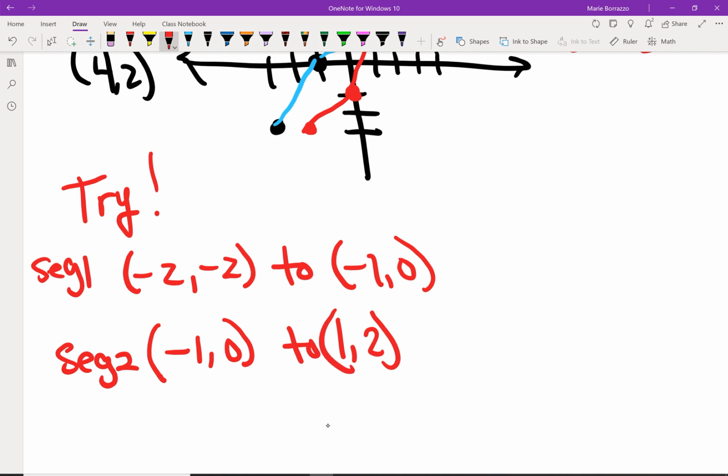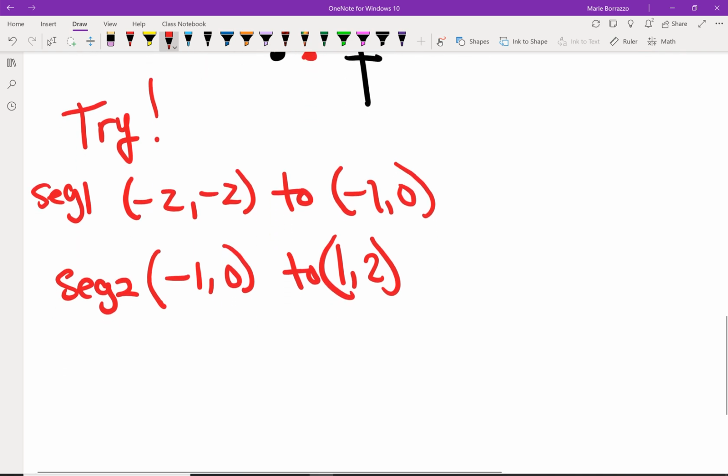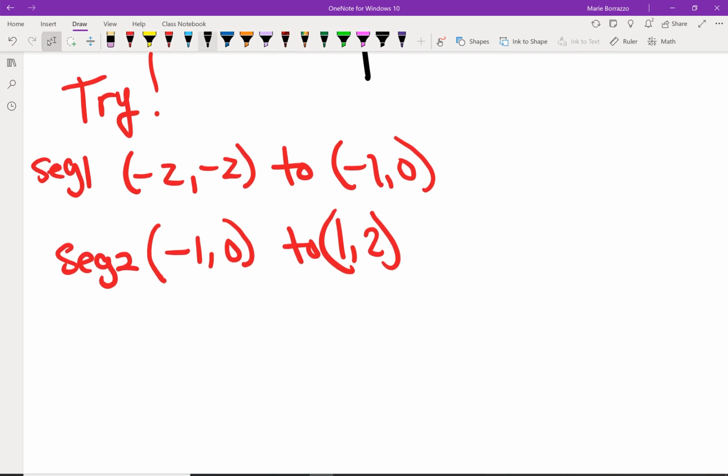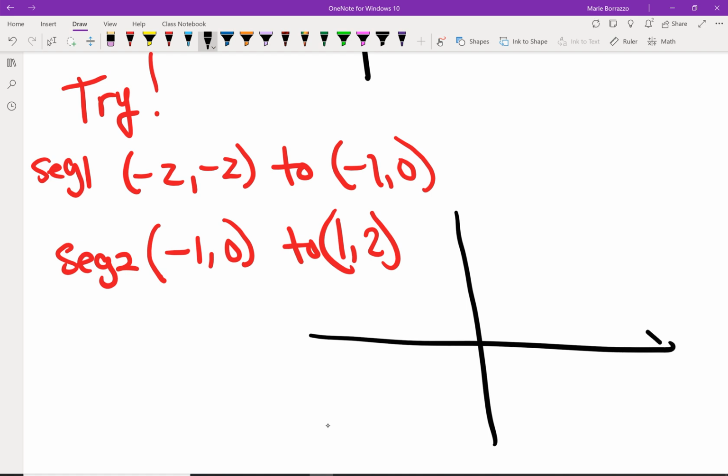And then find its inverse. Okay. So if you're going to have any confusion with this one, all they're asking you to do is start with the points that they give you. So we start with -2, -2. And we're going to go to -1, where x is -1, 0.